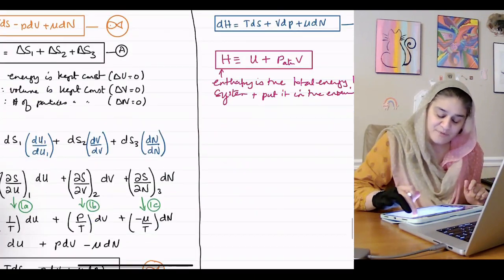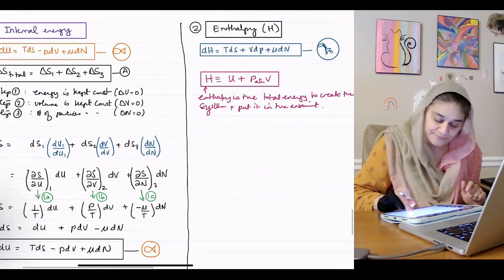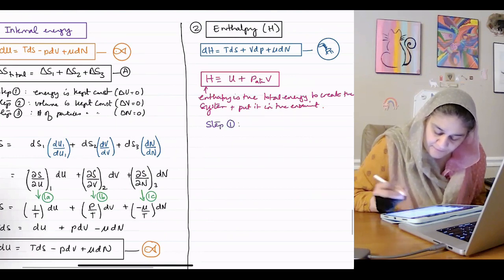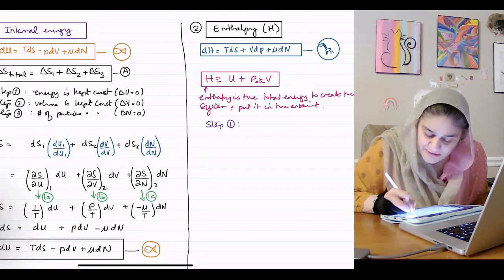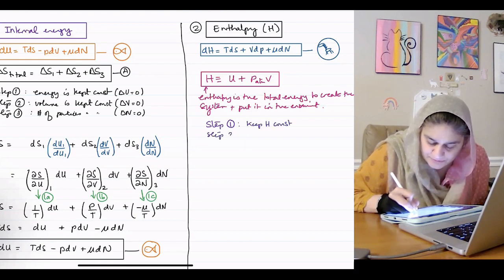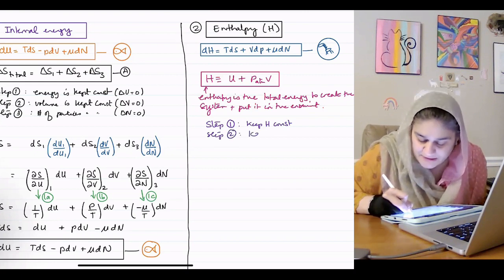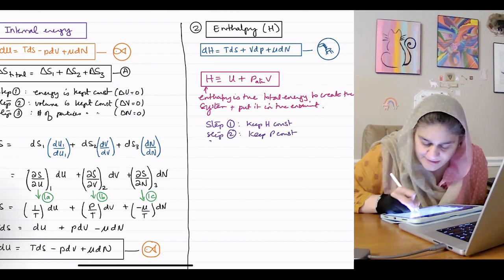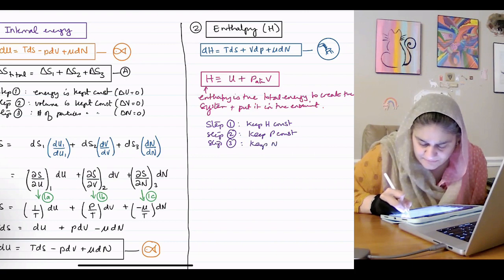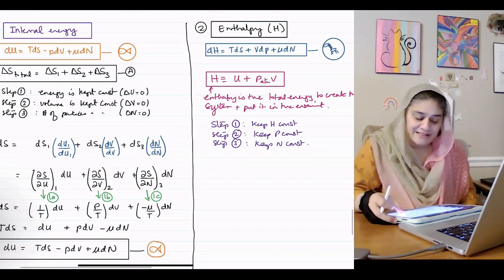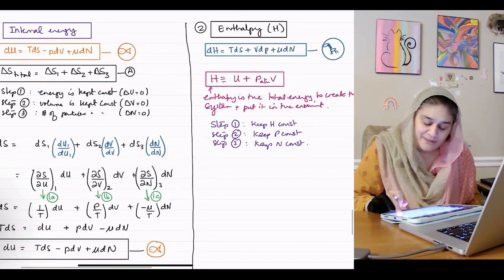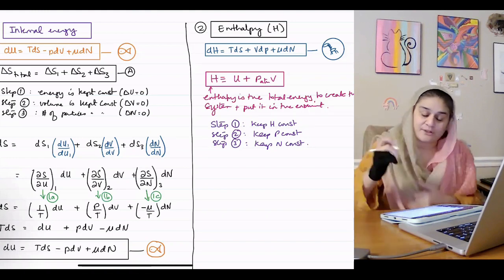So what are the steps we now need to follow? Step 1, we keep H constant. Step 2, we keep P constant. And step 3, we keep N constant. Now, following the same recipe as before, I can use my same equation A for these different steps.